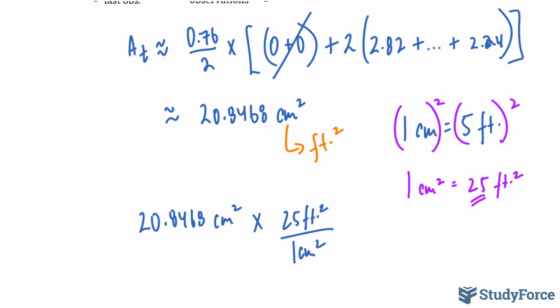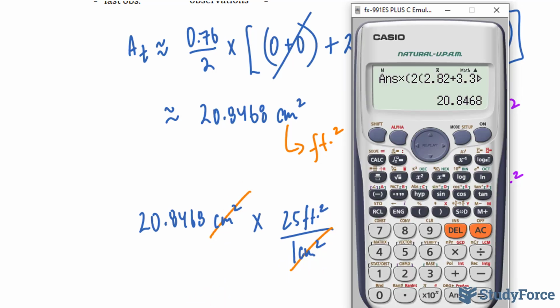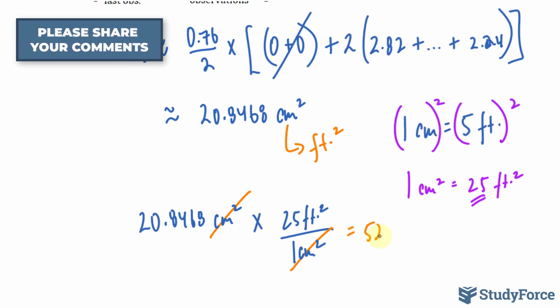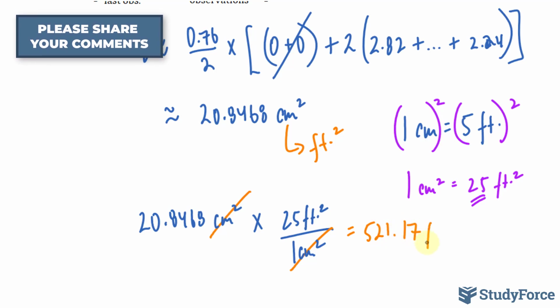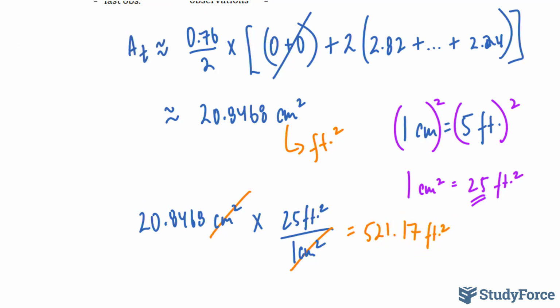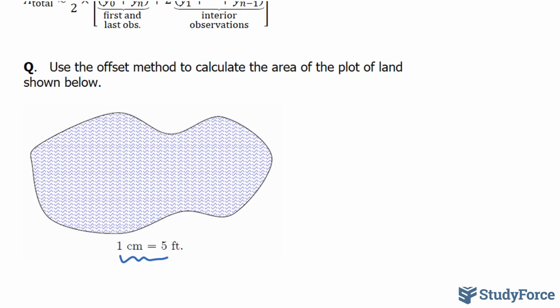This is my preferred method. The centimeters squared units cancel out. We take the number on our screen, we multiply it by 25, and now we can round our final answer to the nearest tenth or 2 decimal places. It's strictly up to you. So if we decide to round to 2 decimal places, we'll just leave it as 521.17 feet squared. That is the area of our irregular shape using the offset method.